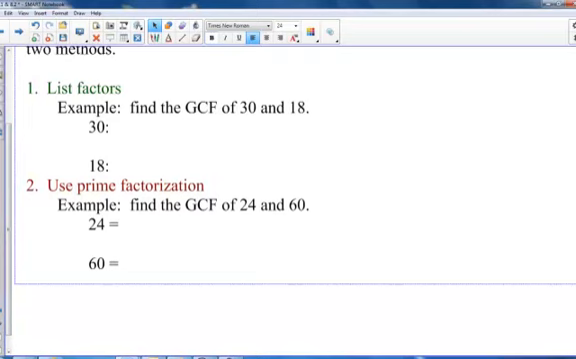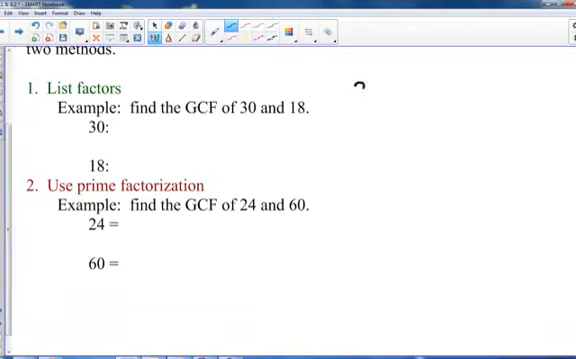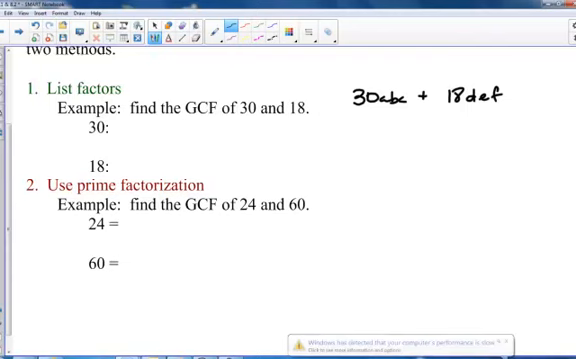Now, the greatest common factor is if you had something like 30ABC plus 18DEF. What's the biggest thing I could take out of that? What's the biggest thing I could factor out of it? Now, we can find that just by understanding the greatest common factor, or we could actually use factor trees, which I'll show you.